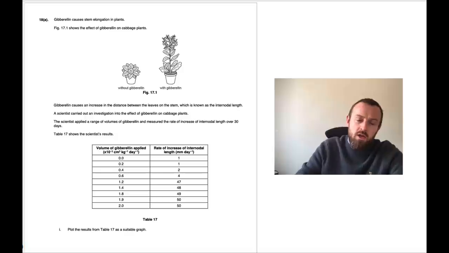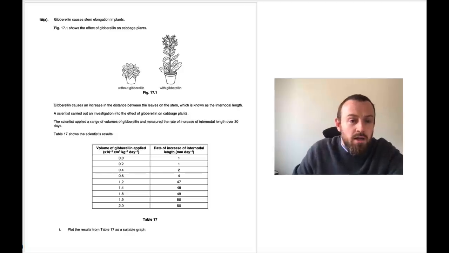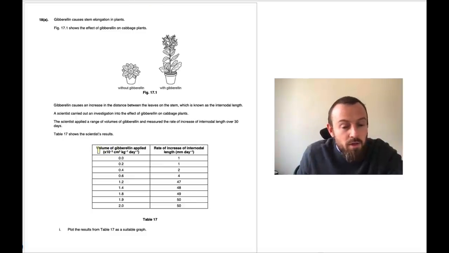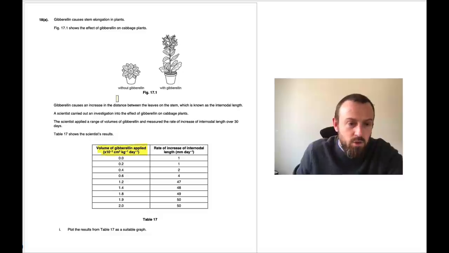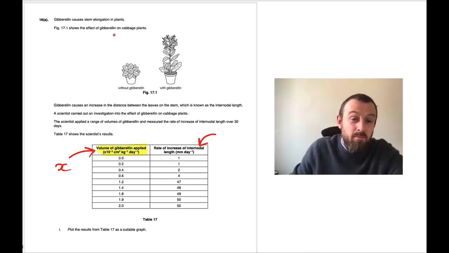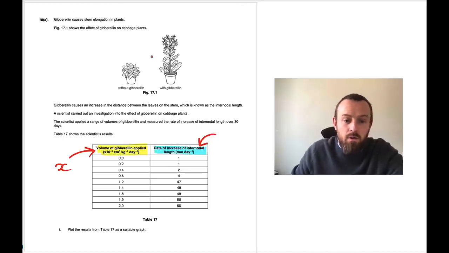Now I just wanted to start by giving you this very important rule if you did not get the marks for this. The thing on the left in the table is normally basically the independent variable, the thing that is being changed. And this always goes on the x-axis, okay? Independent variable always on the x-axis. And the thing on the right is called the dependent variable, and that's the thing that we measure, and that always goes on the y-axis, okay? That's always going to be the case.